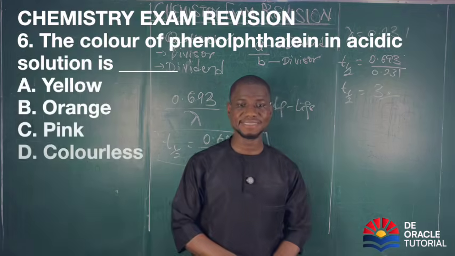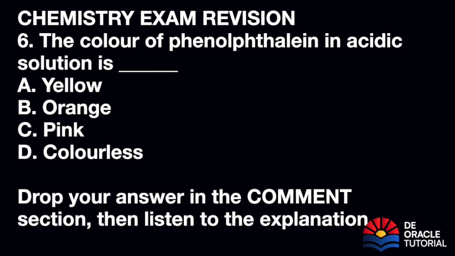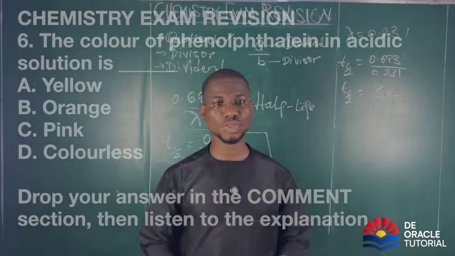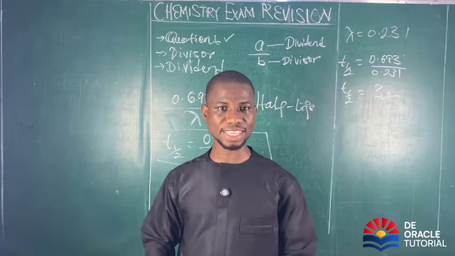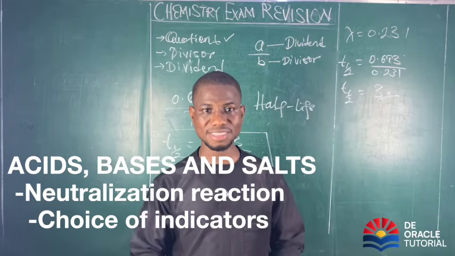The next question says the color of phenolphthalein in acidic solution is dash. Option A, yellow. Option B, orange. Option C, pink. Option D, colorless. Now the question is under choice of indicators in neutralization reaction, acid, base, and salt.